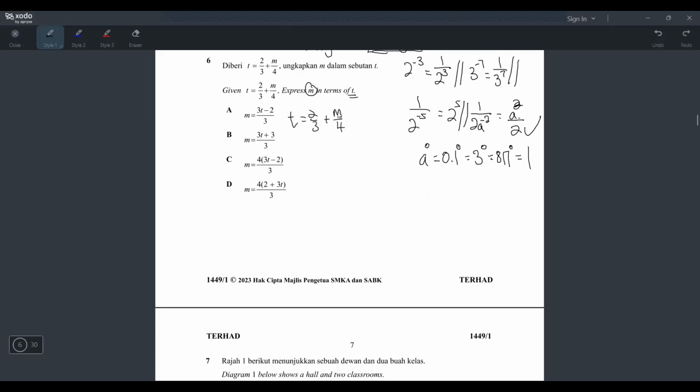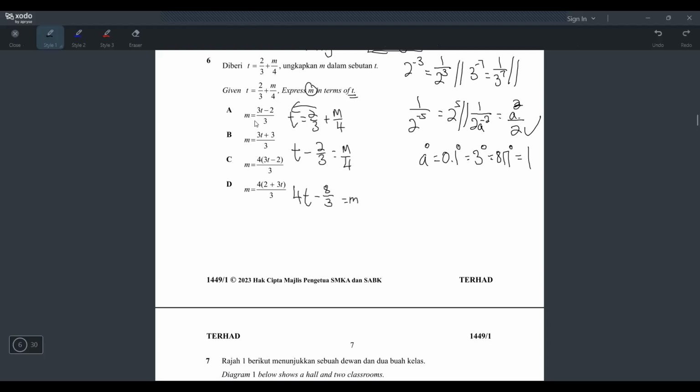Okay, if I want to find m, it means I have to make the m single. So how can I make the m single? You will pindah the 2 over 3 to the other side. So it becomes t, this one is nothing in front means plus, positive. So positive becomes negative. So minus 2 over 3 equals to m over 4. But I want to make m single. So what I do is I pindah the 4, so the 4 becomes darab. So 4 times t is 4t. And then what is 4 times 2 over 3? 8 over 3. Okay, 4 times 2 is 8, so 8 over 3.